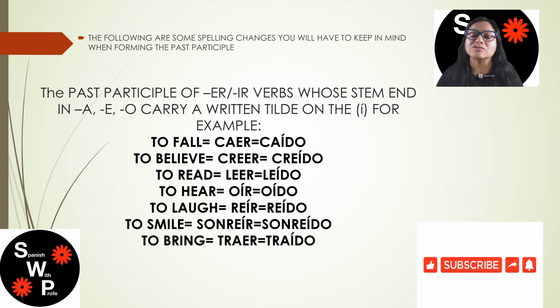You must pronounce the i. Caído, creído, leído, oído, reído, sonreído, traído. Because they have a tilde, and that makes it a strong sound. Excelente. And these are all hiatos. They are, the vowels are in different syllables.